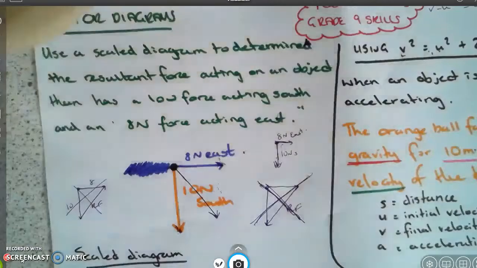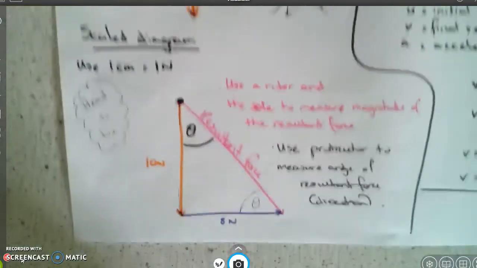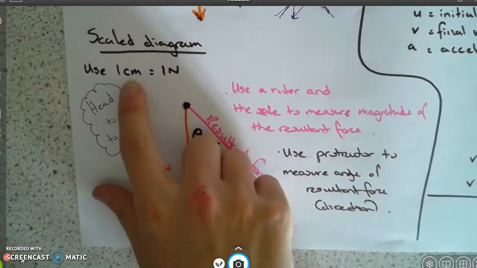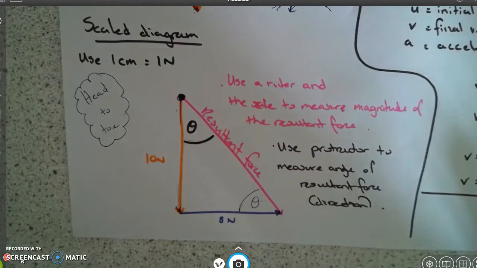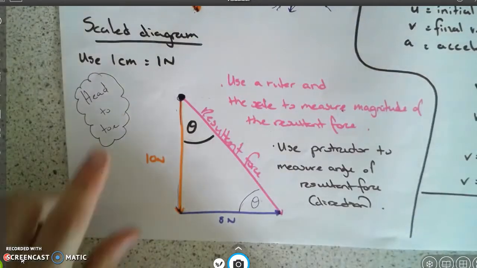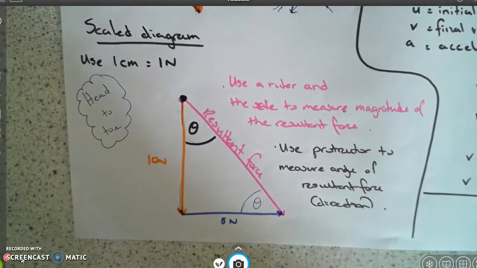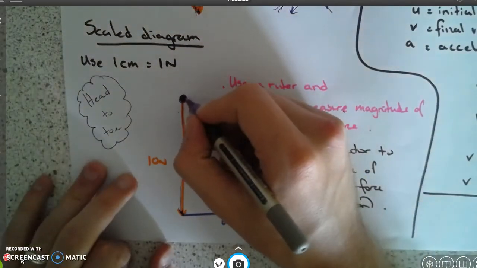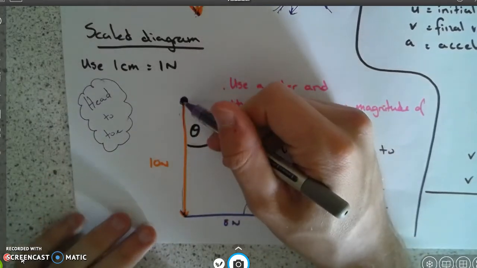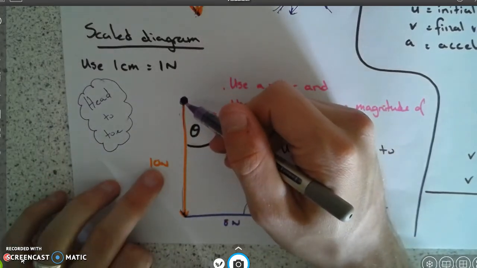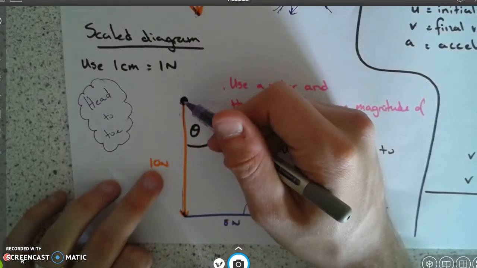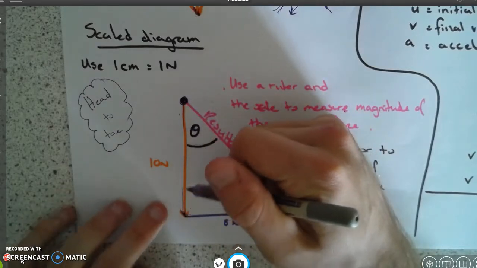So let's have a think about how we do this via a scale diagram. First of all, you need a scale, and I've got a scale there of 1 centimetre equals 1 Newton. And then you need to use something called the head-to-toe method. You put your point somewhere and draw one of the forces just as normal. So I've chosen to draw the 10 Newton orange force downwards.